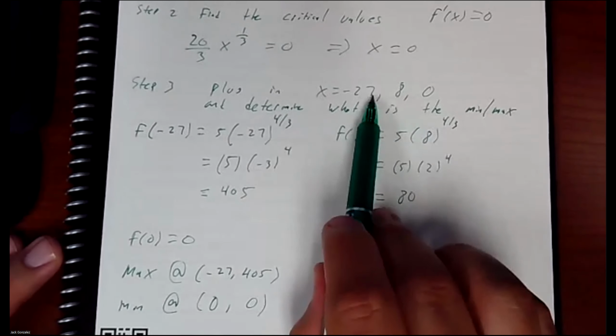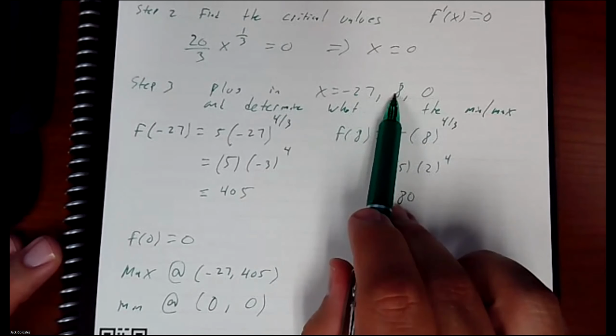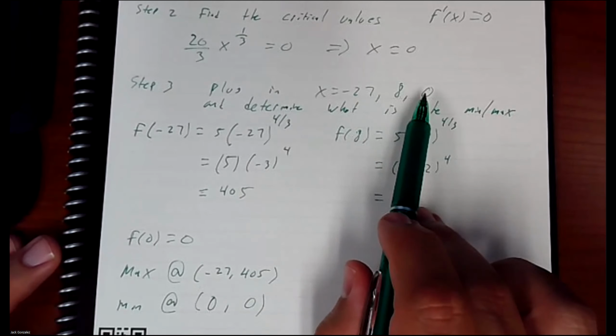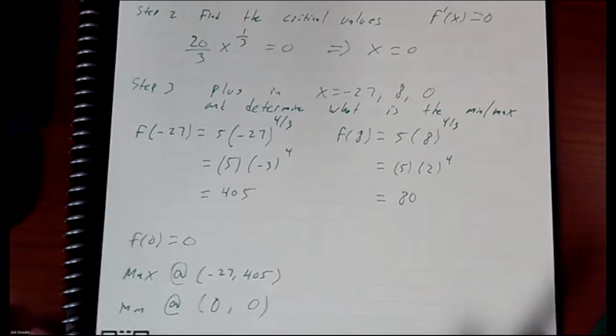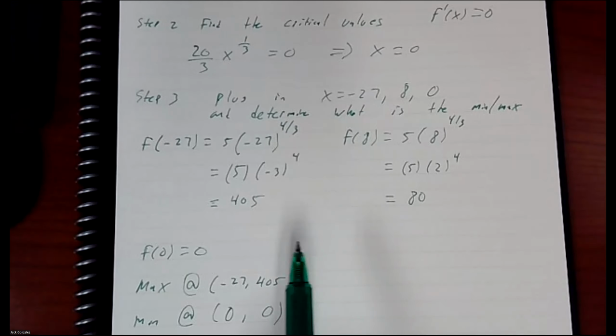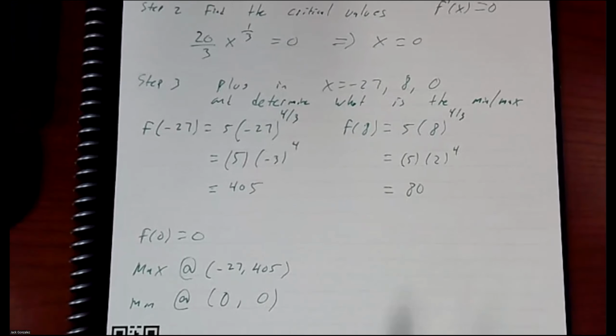And these points came from the endpoints. This came from your critical value. If you had more than one critical value, you would have to test all of them and the endpoints. Any questions on number 1? Does steps 1, 2, and 3 make sense?